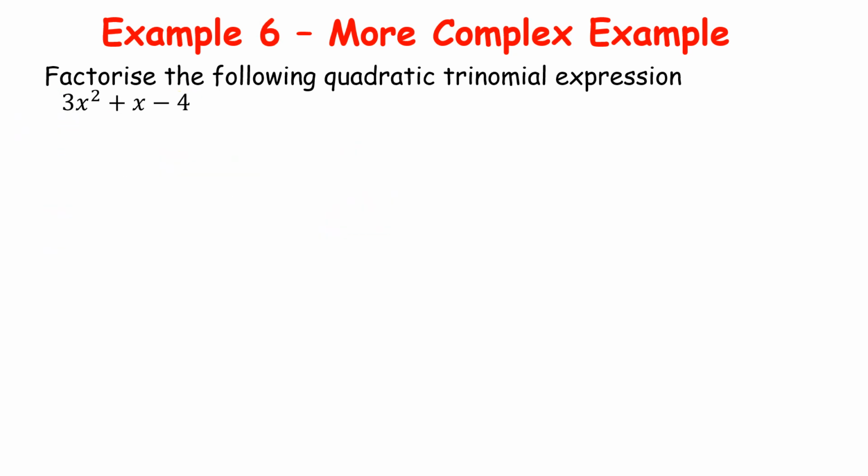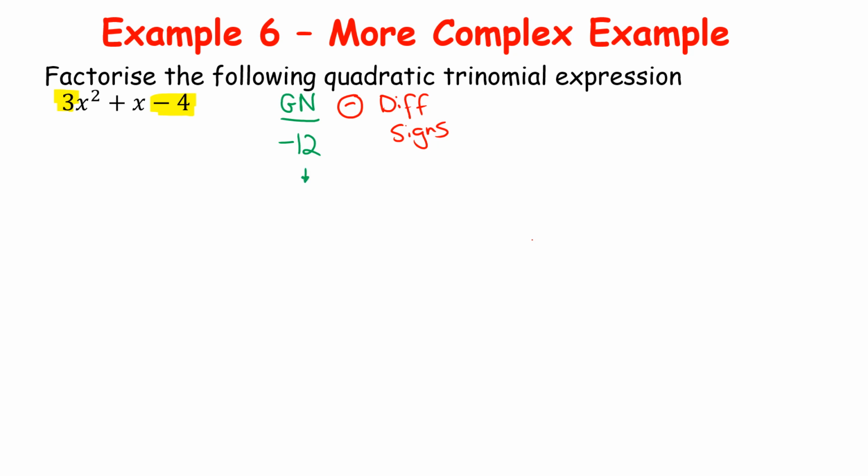So factorize the following quadratic trinomial. We need to understand the guide number. It's going to be the first by the last, so 3 by minus 4. Really watch your signs here. So what that means for us is the guide number is actually minus 12. Remember that minus means they're going to have different signs. So what that means is we're going to have one that's plus and one that's minus.